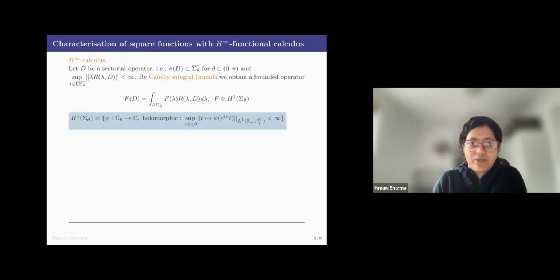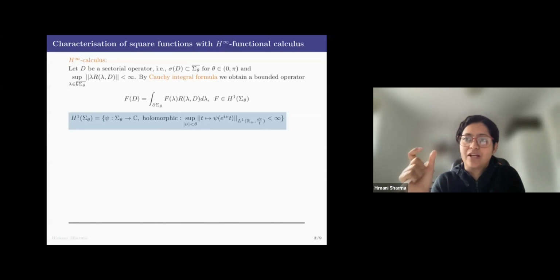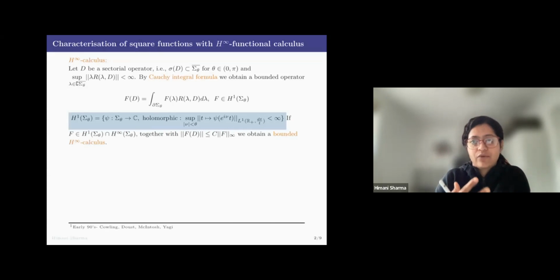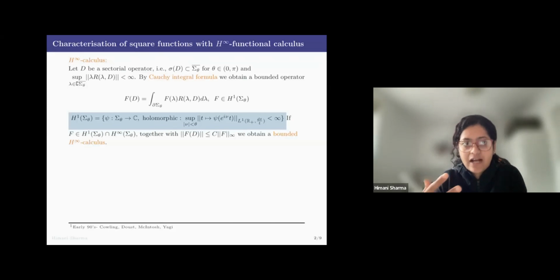So this is the class that we are dealing with here. This is how we define a Dunford calculus, but it can be extended to the class where we include bounded holomorphic functions as well. And from that, we define the H infinity calculus. The extra condition that we need for a bounded holomorphic functional calculus, or H infinity functional calculus, is that we take functions in the class H1 sigma theta intersected with H infinity.